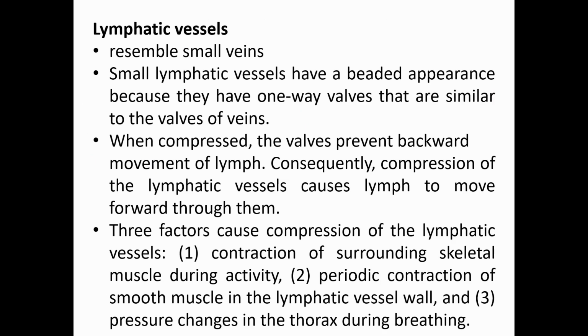So, lymphatic vessels resemble small veins. Small lymphatic vessels have a beaded appearance because they only have one-way valves that are similar to the valves of veins. When compressed, the valves prevent backward movement of the lymph. Consequently, compression of the lymphatic vessels causes lymph to move forward through them. There are three factors that cause compression of lymphatic vessels: contraction of the surrounding skeletal muscle during activity, periodic contraction of smooth muscle in the lymphatic vessel wall, and pressure changes in the thorax during breathing.